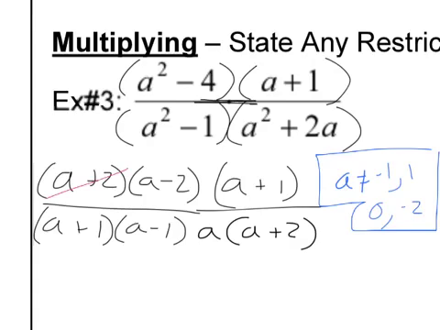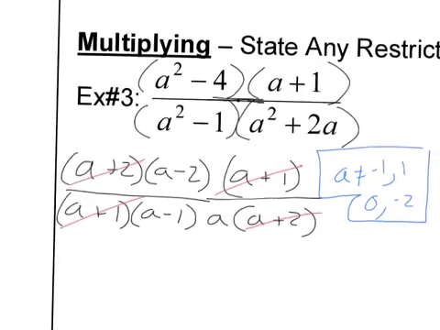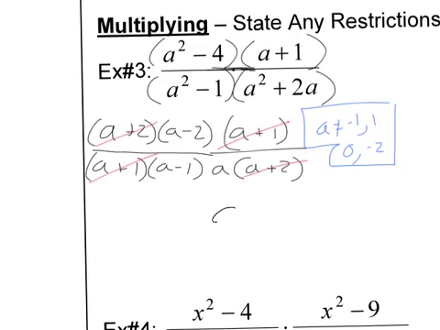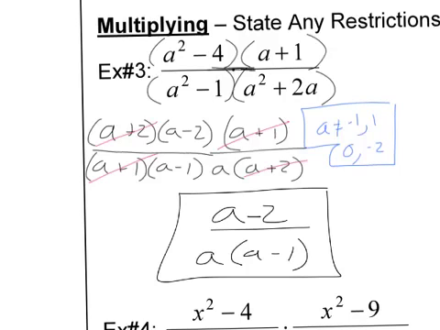Now let's cancel a plus 2, a plus 2, a plus 1, a plus 1. What am I left with? Just an a minus 2 on top and an a times a minus 1 on bottom. And that's it. So that's how you multiply them. Really, you're just going straight across. Kind of add some parentheses, factor them down, see if anything cancels, mark your restrictions, and then just simplify.